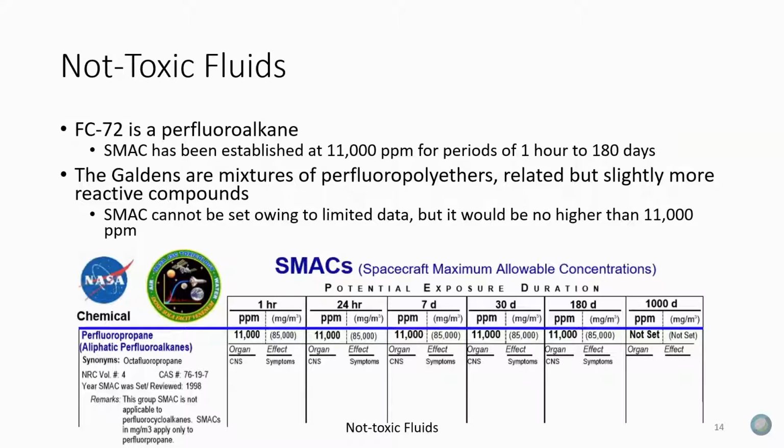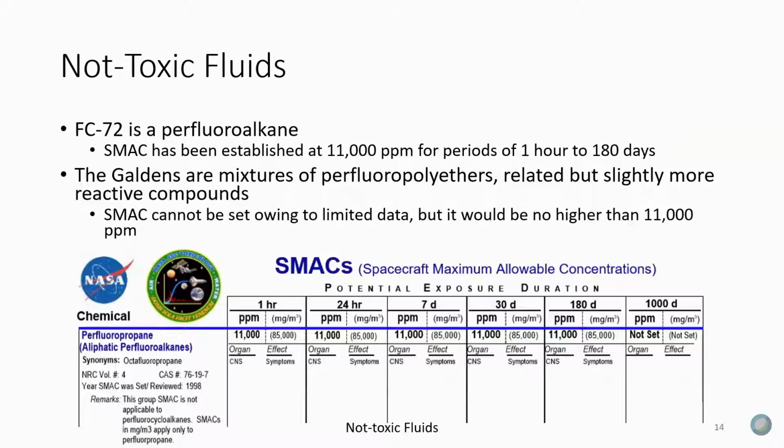All right, so let's look at the not toxic fluids. So as I mentioned, we've got FC72 and the Galdens. And for FC72, it is a perfluoroalkane. And so for that class of fluids, our folks have established a SMAC up to 180 days. And they did not set a SMAC for anything beyond that. So we really are kind of in unknown territory beyond that, but we can work with the SMAC for 180 days. And it's 1,100 parts per million. And that sounds like a fairly large amount of stuff, but we'll talk a little bit, it's not as large as you'd like it to be.